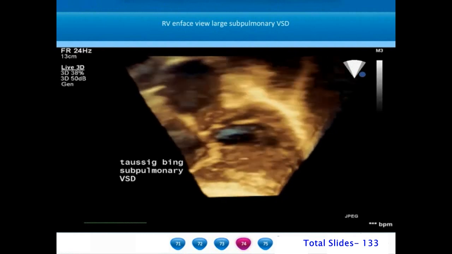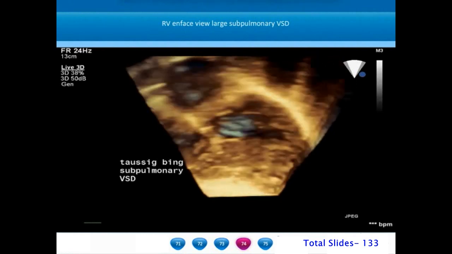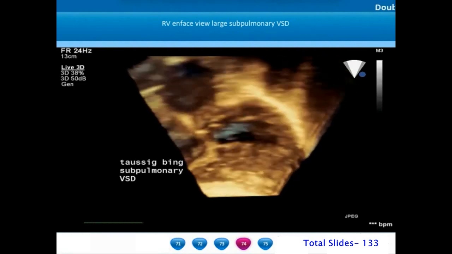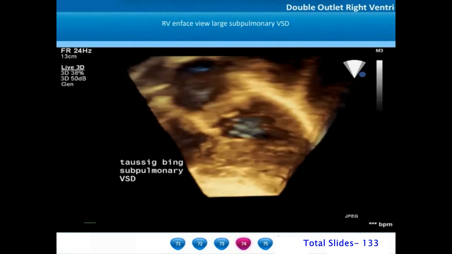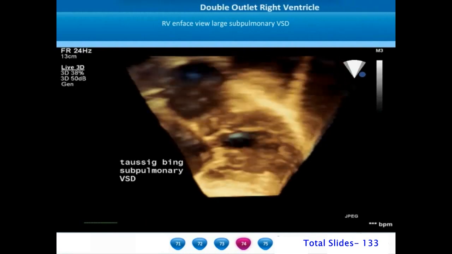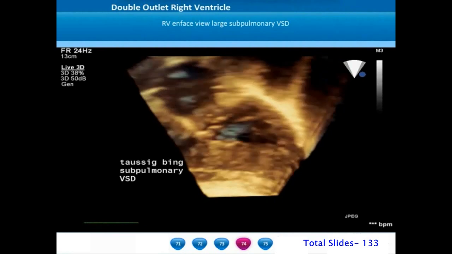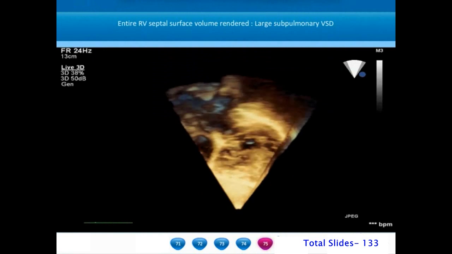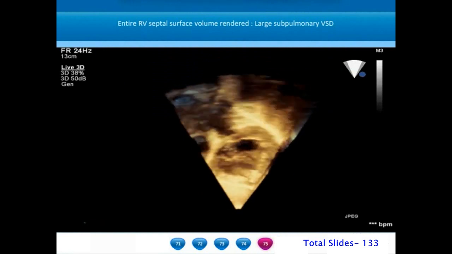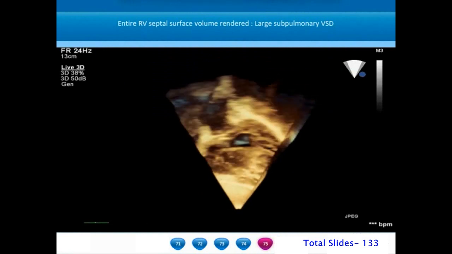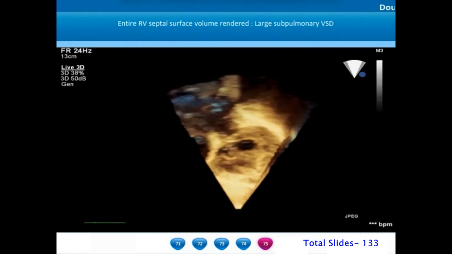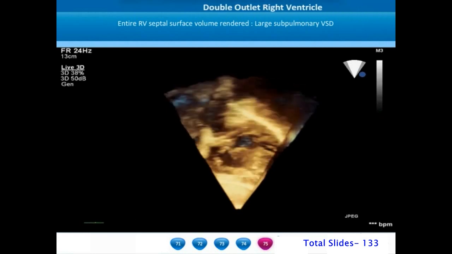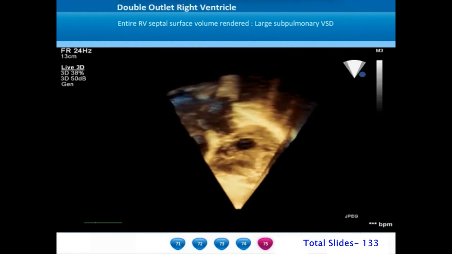On this 3D echocardiogram, right ventricular en-face septal view, we can notice the large subpulmonary ventricular septal defect, the dilated main pulmonary artery and the pulmonary annulus shown clearly on the interventricular septum. This delineation of the right ventricular septal surface, by cropping off the entire right ventricular anterior free wall, will help in understanding the location of the ventricular septal defect in relation to the great arteries.